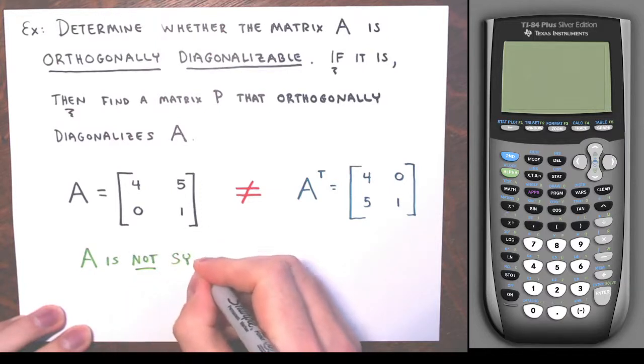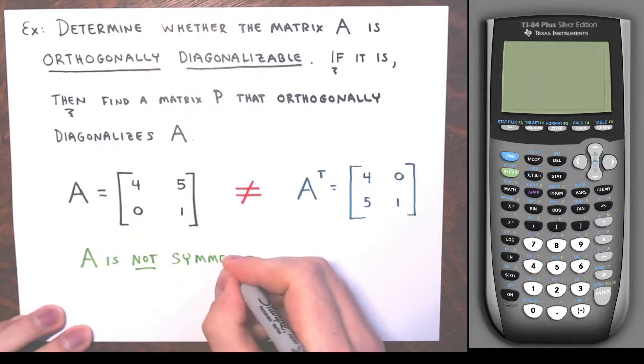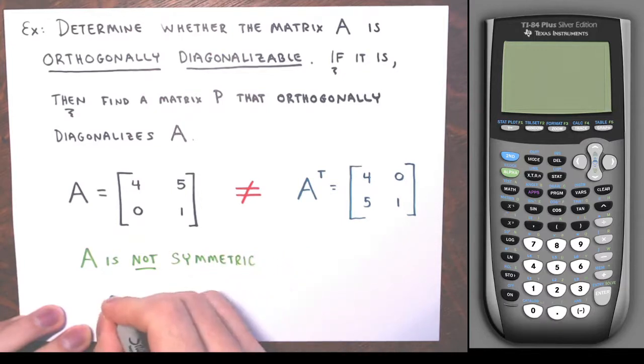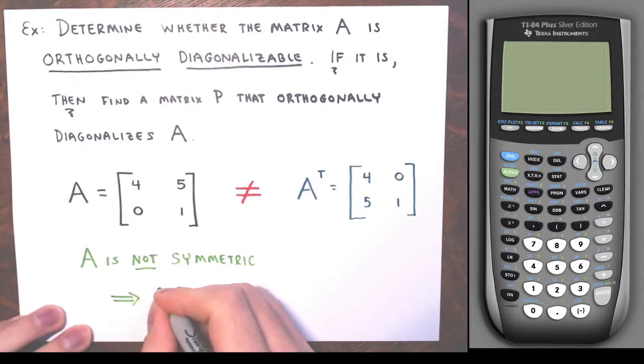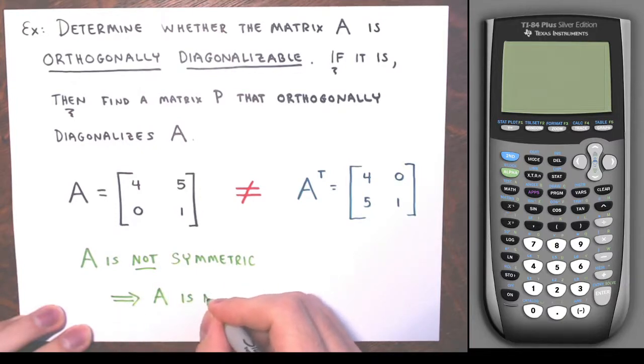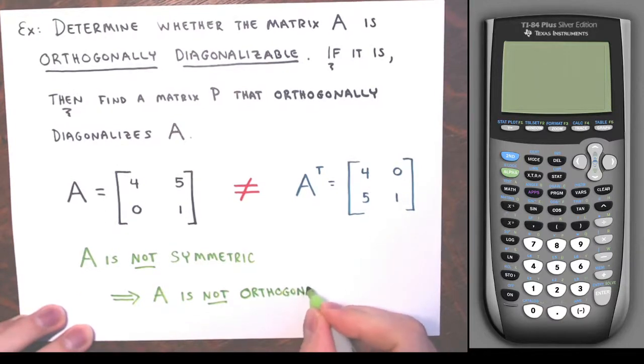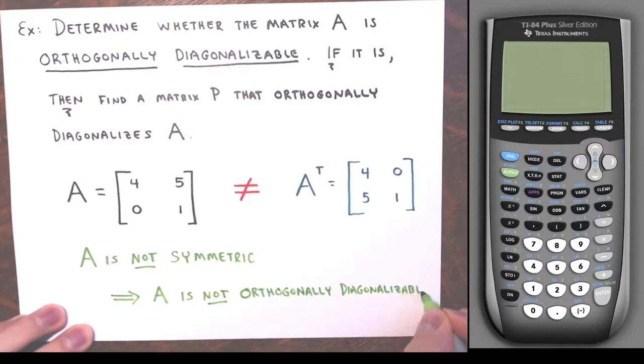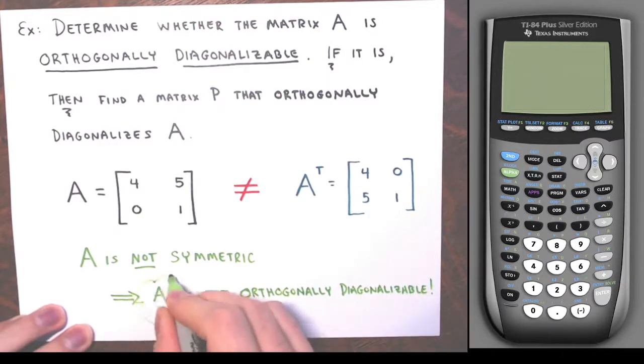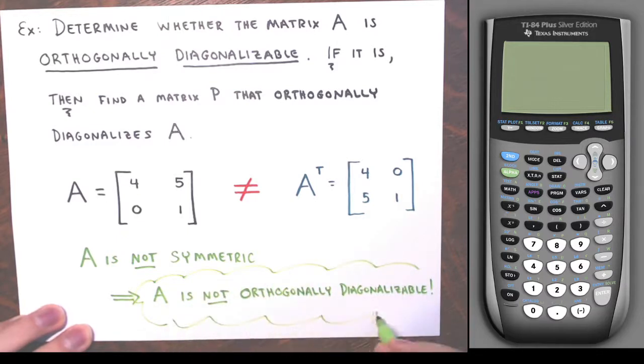A is not symmetric. Therefore, A is not orthogonally diagonalizable. Okay, and I'm done with this problem.